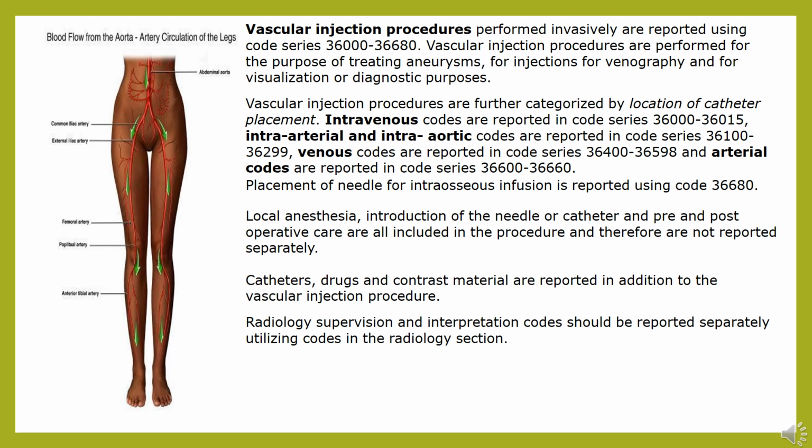Venous codes are reported in code series 36400-36598, and arterial codes are reported in code series 36600-36660. Placement of needle for intraosseous infusion is reported using code 36680. Local anesthesia, introduction of the needle or catheter, and pre and post operative care are all included in the procedure and therefore are not reported separately.